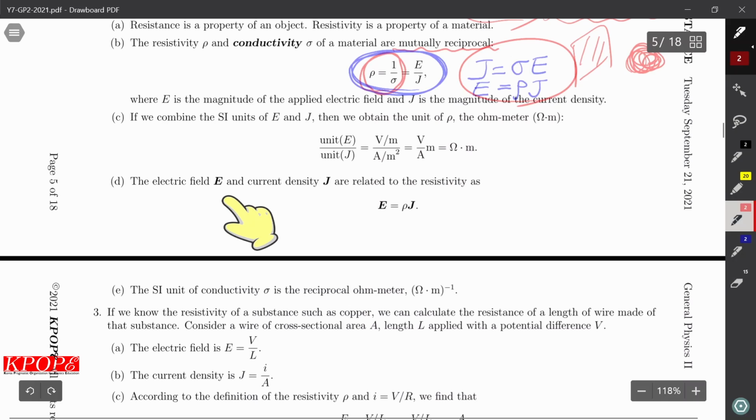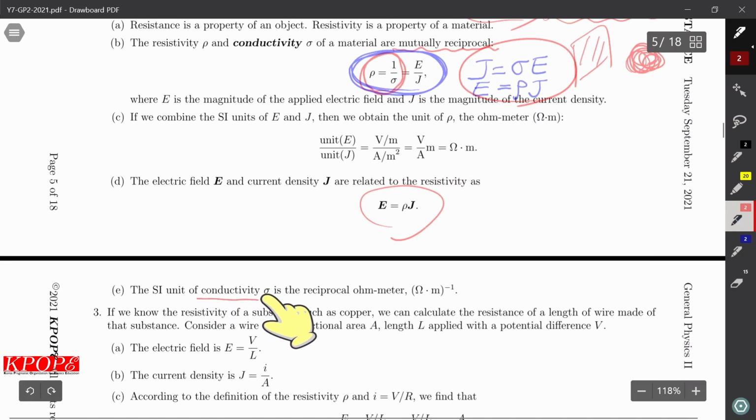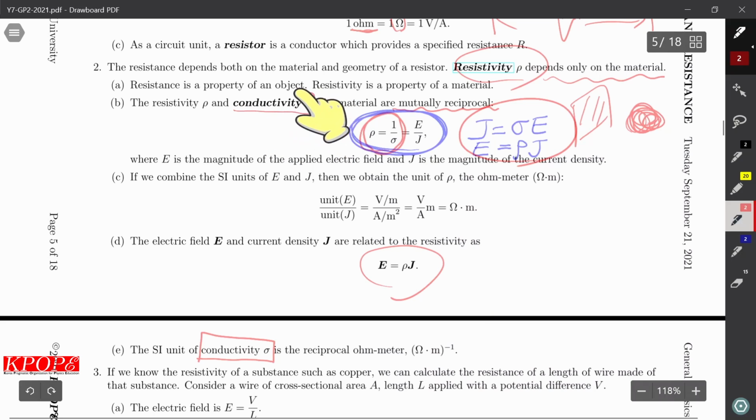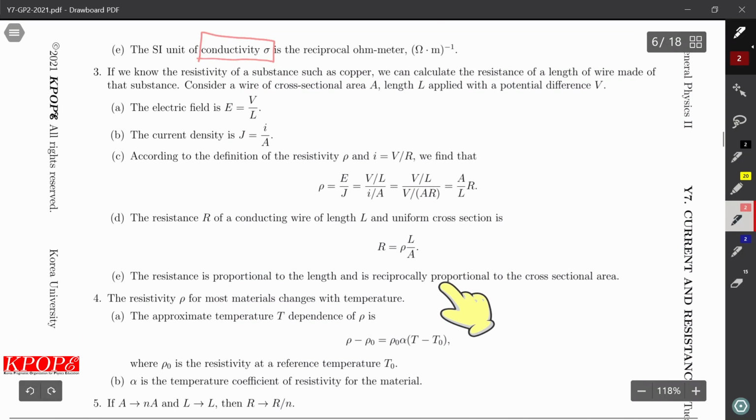The electric field E and current density J are related to the resistivity as electric field E equals rho J. Sigma is conductivity, and rho is resistivity. If we know the resistivity of a substance such as copper, we can calculate the resistance of a length of wire made of that substance.